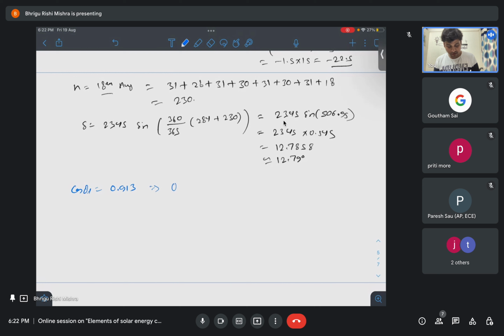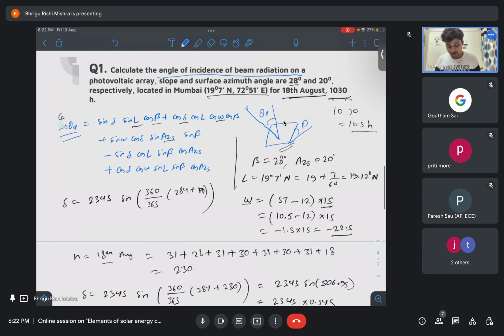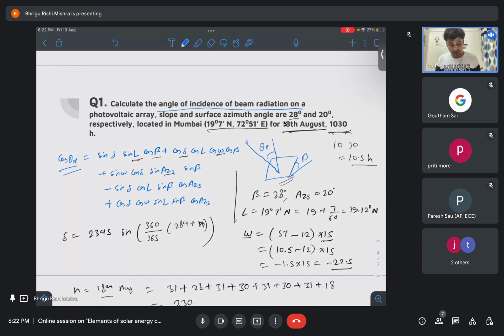Okay, so theta t will be cos inverse 0.913, which gives 24.01 degree. So the incidence angle will be 24.01 degree on this photovoltaic array located in Mumbai, whose slope is 28 degree, and the surface azimuth angle with respect to south is 20 degree, at 10:30 am on 18th August.